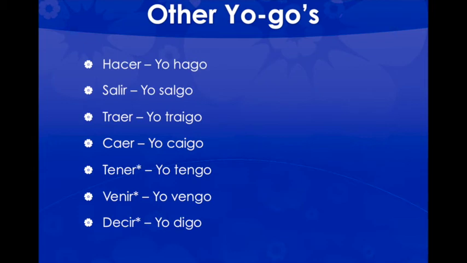And decir is yo digo with an E to I stem change elsewhere, becomes dices, dice, and dicen, but outside the boot it becomes decimos and decís.